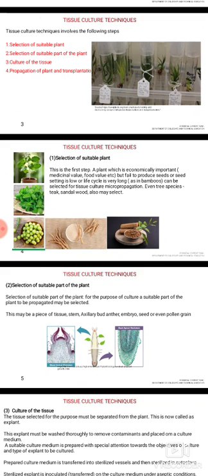Coming to the first one, selection of suitable plant. This is the first step, and in this, a plant which is economically important, that is, it may have a medicinal value, food value, but fails to produce seeds, or seed setting is low, or life cycle is very long, can be selected for tissue culture micropropagation. Even tree species like teak, sandalwood also can be selected.